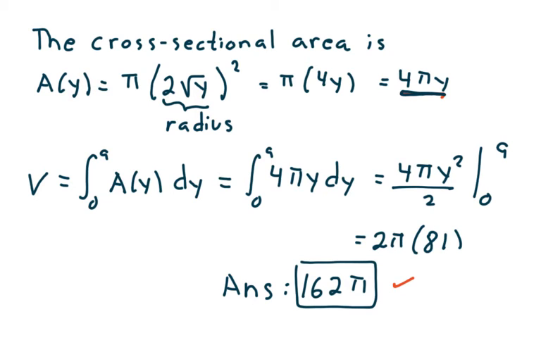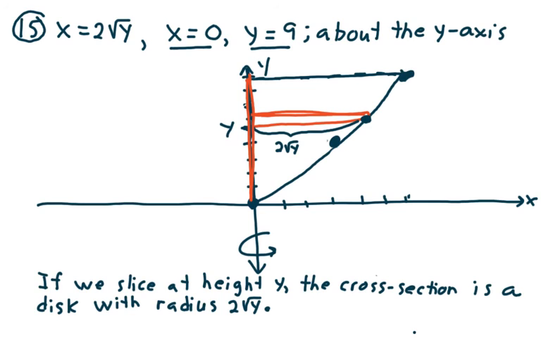Now, the volume is the integral from 0 to 9 of A of y dy, but A of y is 4 pi y, so we're integrating from 0 to 9 of 4 pi y dy, which is 4 pi y squared over 2 evaluated from 0 to 9. And so the correct answer here is 162 pi. And that's problem 15.